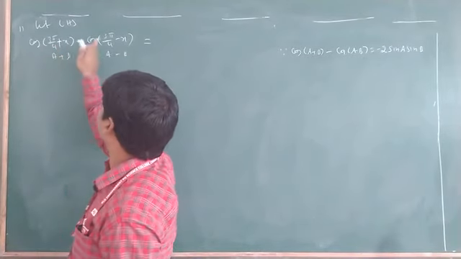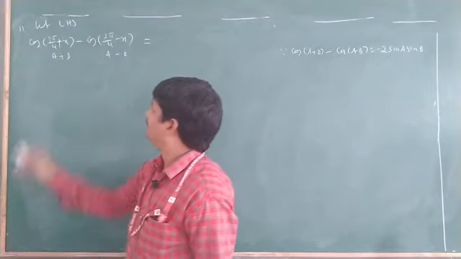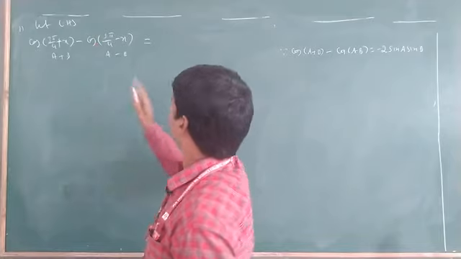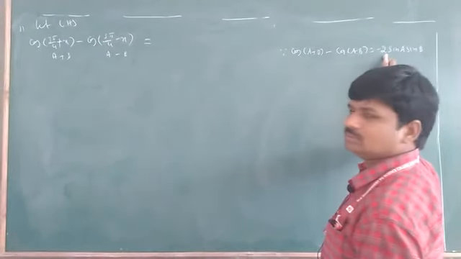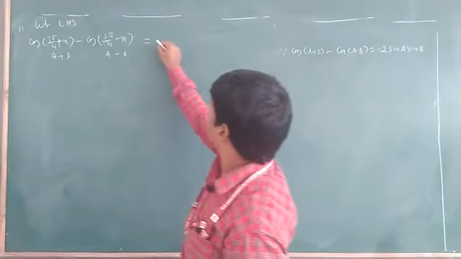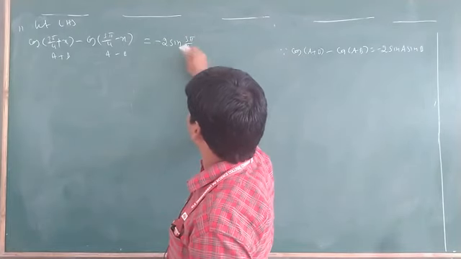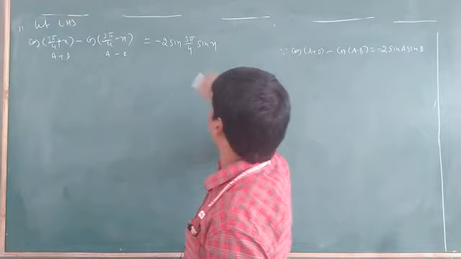A means 3 pi by 4, right? B means x. So cos of (A plus B) minus cos of (A minus B), what is the formula? Minus 2 sin A sin B. So minus 2 sin A means sin of 3 pi by 4, sin B, B means x.